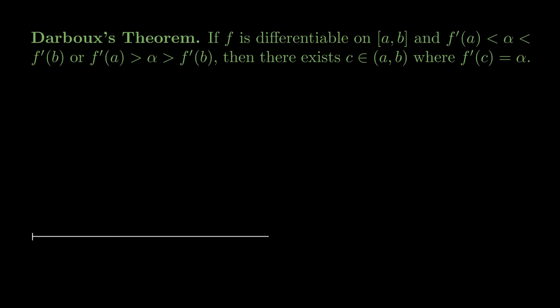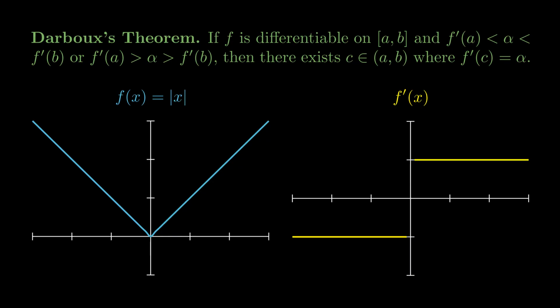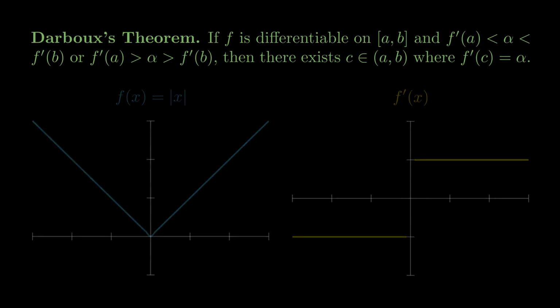You might object to this claim thinking of the example we considered earlier, the absolute value of x. If we differentiate this everywhere it's differentiable, it appears that the graph does have a jump discontinuity. However, it was not differentiable on any closed interval containing 0.